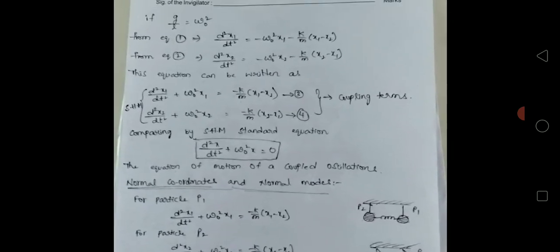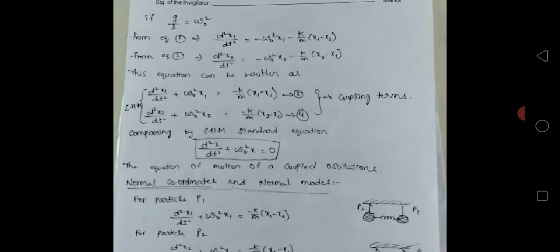If we solve this equation, we get equation number 2, that is d²x2/dt² equals minus x2 into g by L minus k by m into (x2 minus x1). So this is equation number 2. Next, if g by L is equal to omega naught square, in place of g by L we can substitute omega naught square.